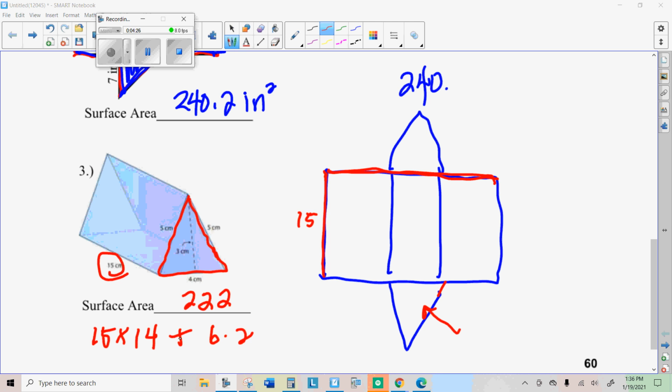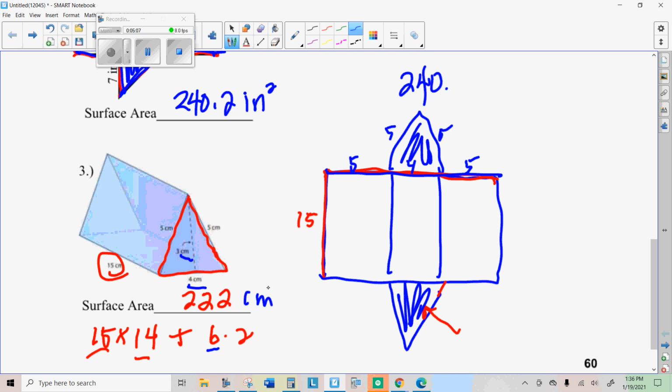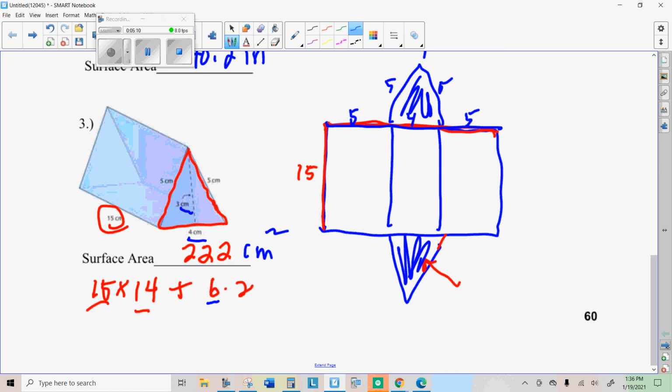All right, so here's what I got for that. I took 15 times 14. 15 is the height of it. 14 is the perimeter of the triangle. That's, once again, this line here. Basically, I'm just adding each of the sides of the triangle there, which would be 5, 4, and 5, which correspond to these. So I did 15 times 14, and then the area of one triangle is 4 times 3 divided by 2, which is 6, and there's 2 of those triangle bases. All right, so we end up with 222 square centimeters when all is said and done.